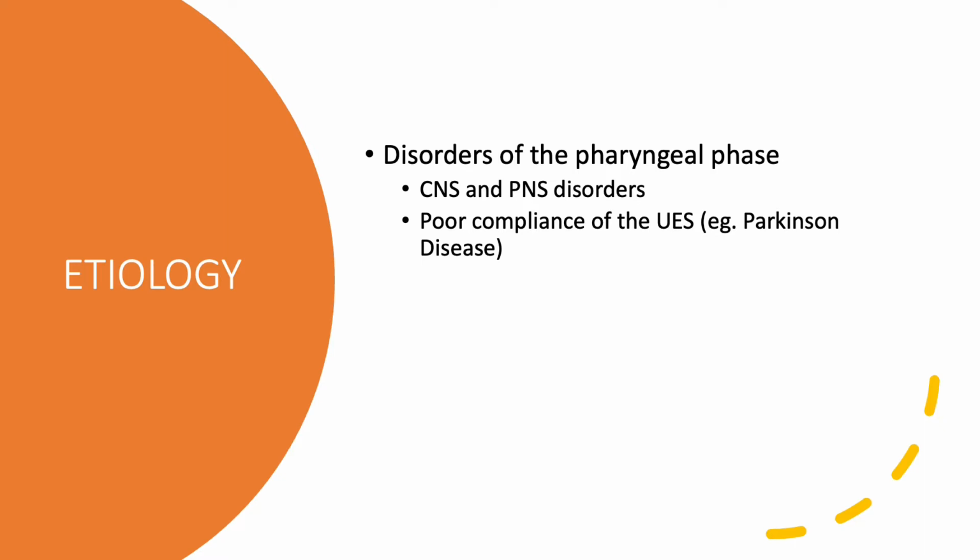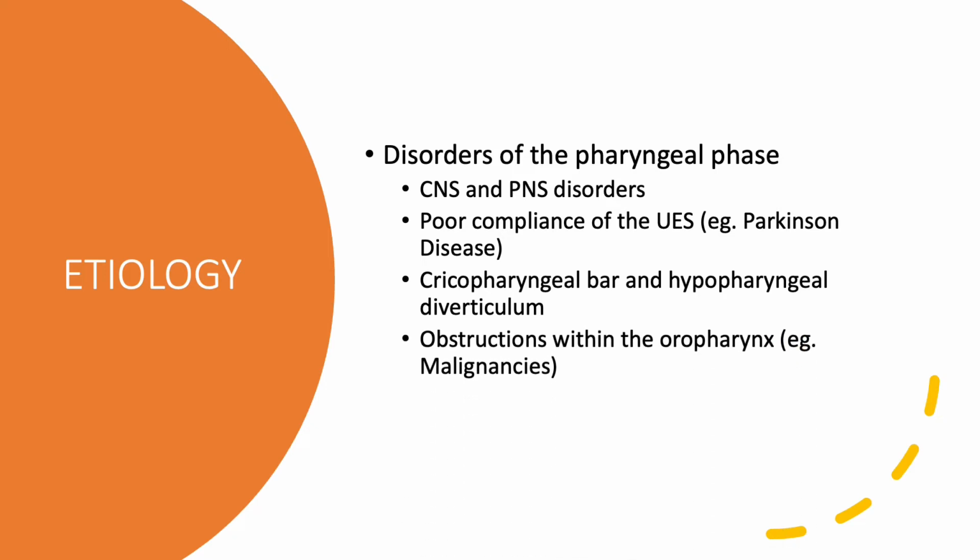Patients with Parkinson's disease frequently have incomplete relaxation of the upper esophageal sphincter and reduced upper esophageal sphincter opening. In patients with cricopharyngeal bar and hypopharyngeal diverticulum, both functional and structural abnormalities in the pharynx can result in dysphagia. Obstruction within the oropharynx is most commonly due to malignancy. Benign lesions that cause oropharyngeal dysphagia due to obstruction include cervical rings or webs.